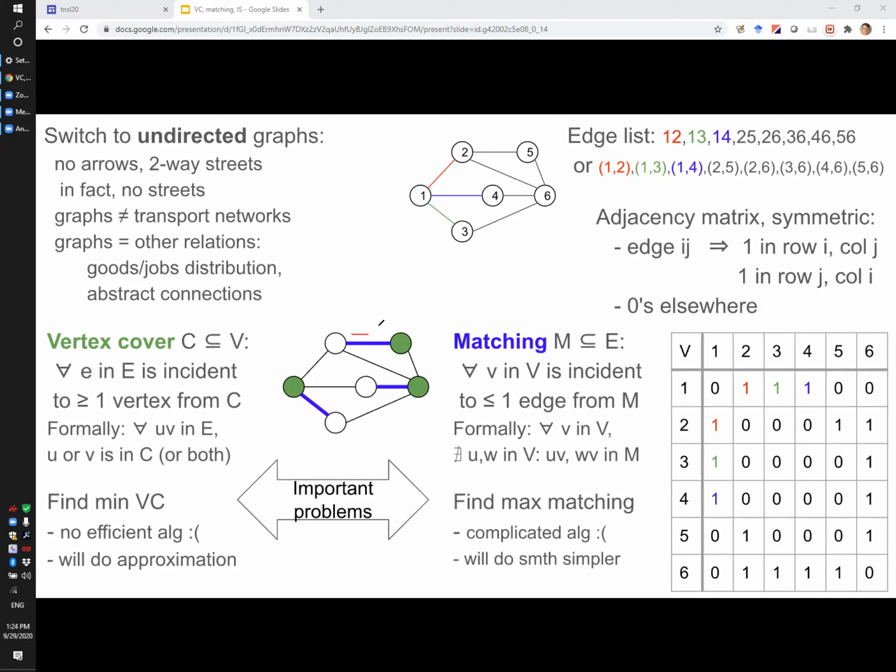It means that no matter which road you take, there must be a camera at one endpoint or the other endpoint, or at both endpoints. Both endpoints are fine too. Okay, so that's the notion of the vertex cover.